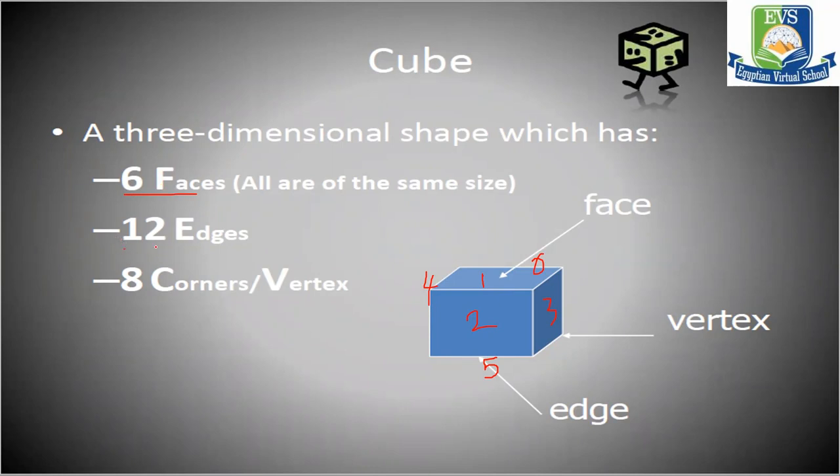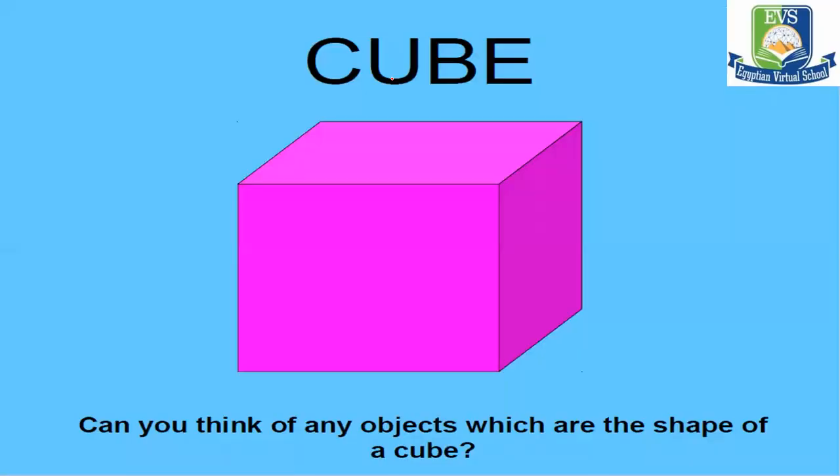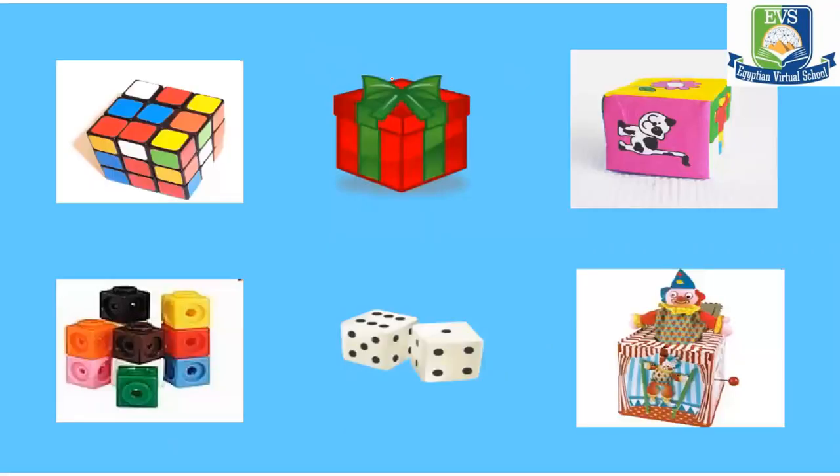It has 12 edges. 1, 2, 3, 4, 5, 6, 7, 8, 9, and on the other side we have another 3, so they are 12, and 8 corners. 6 faces, 8 corners, 12 edges. This is the cube. Can you think of any objects which are the shape of a cube? This is a cube, and this is a cube. All these shapes are like the cube.